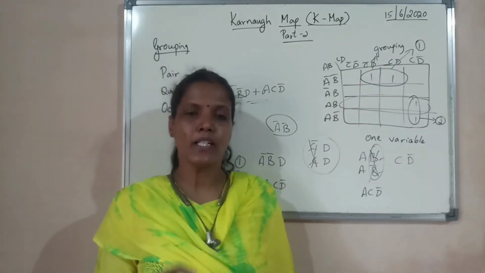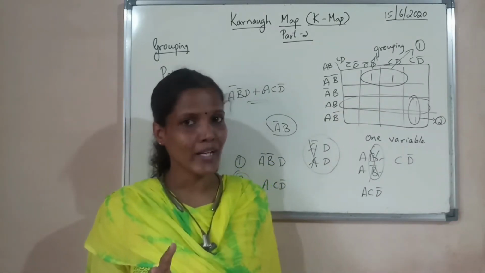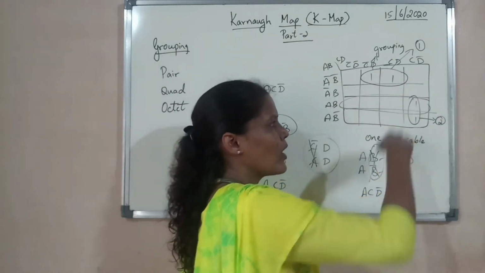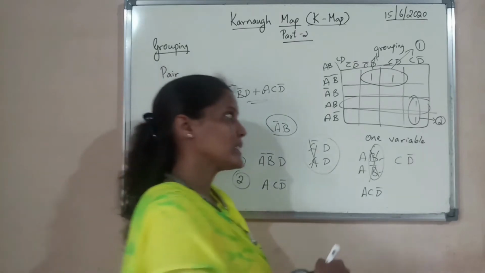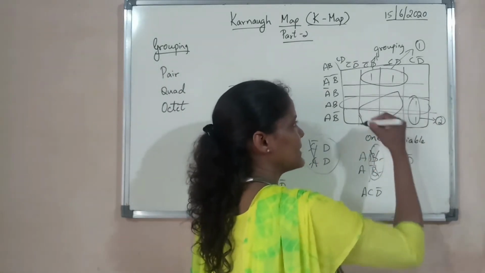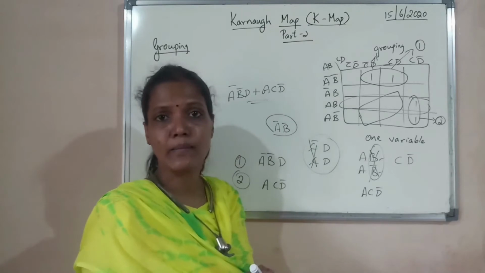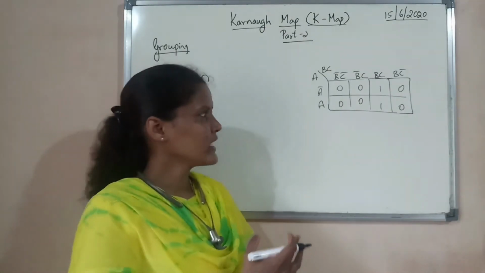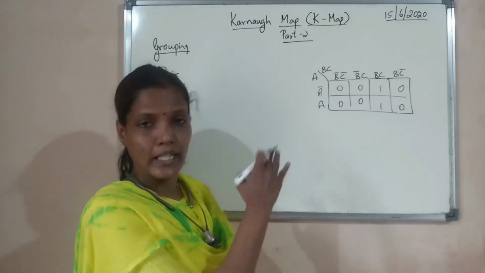Pair is nothing but grouping of two adjacent ones in the K-map, either in the horizontal manner or in the vertical manner, but not in the diagonal manner. In the diagonal manner we cannot group a pair. Clear? Let us try to understand this pairing with another example.